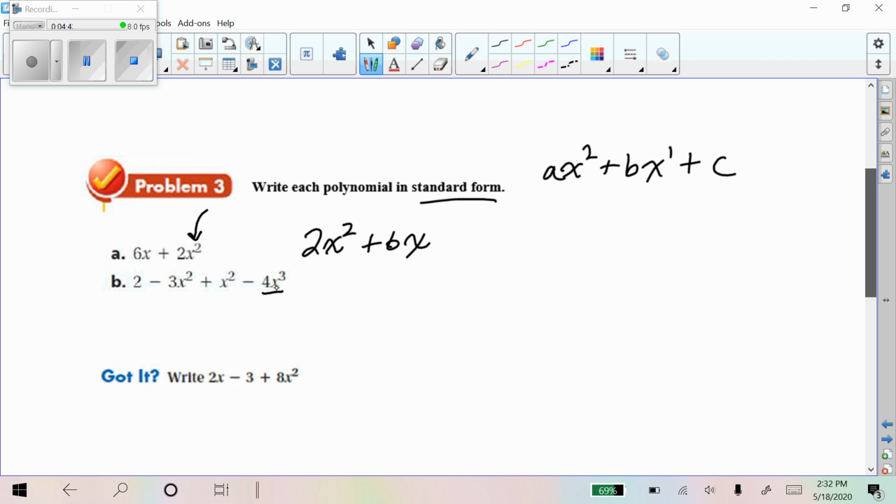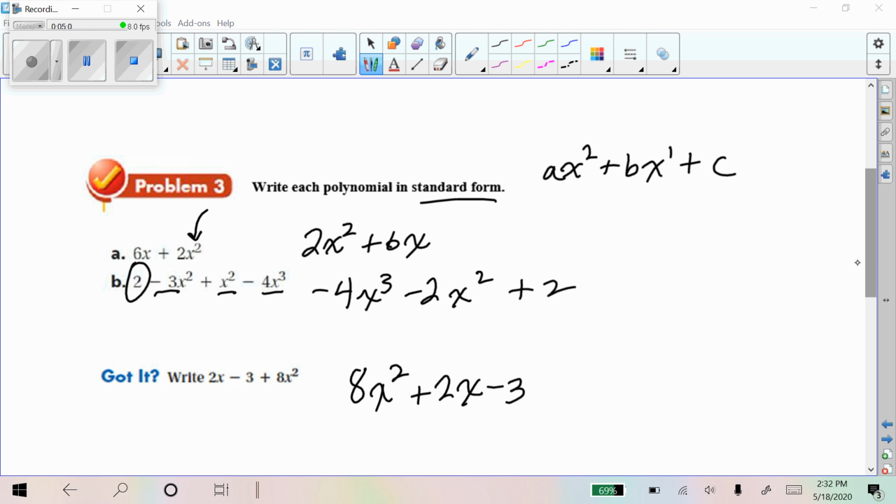For this one, we look for the highest degree, which is the negative 4x to the third. That would go first. We would combine these two because they're like terms. Negative 3 plus 1 is negative 2, x squared, and then we have a plus 2 at the end. All right, you try one.